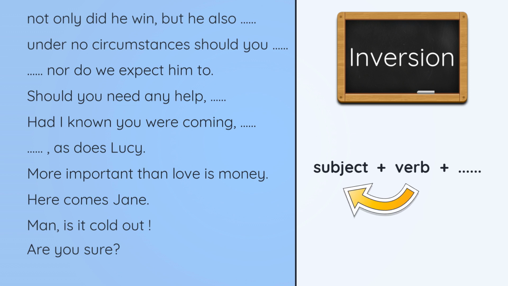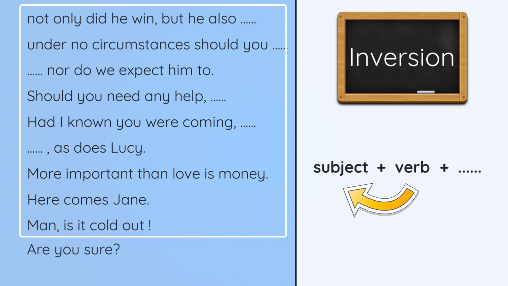Now, of course, I'm sure that you know that in questions, like "Are you sure?", the verb comes before the subject in all questions. That's what makes a question structure a question structure. However, there are other situations where we have this inversion, but we're looking at a sentence. We are not looking at a question.